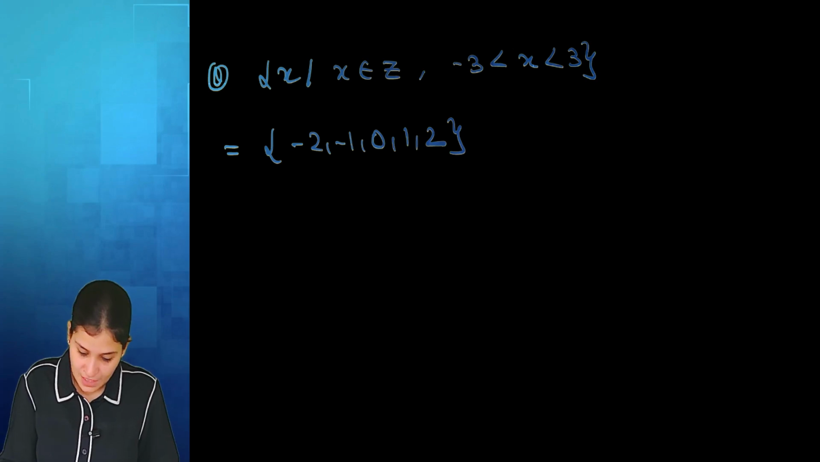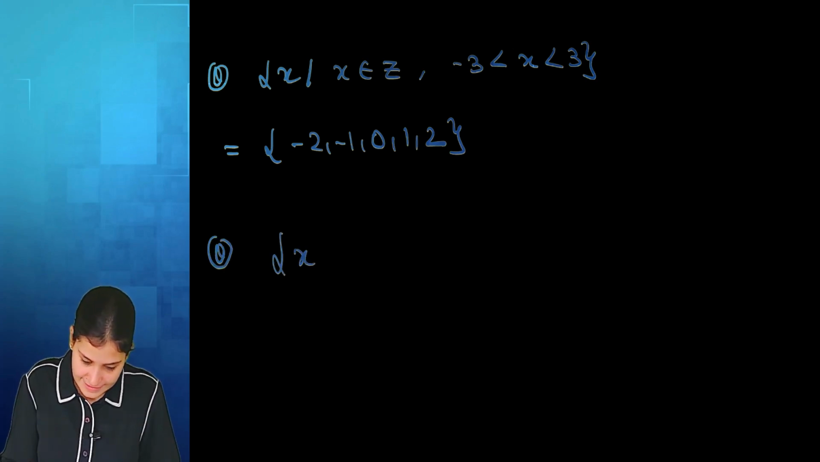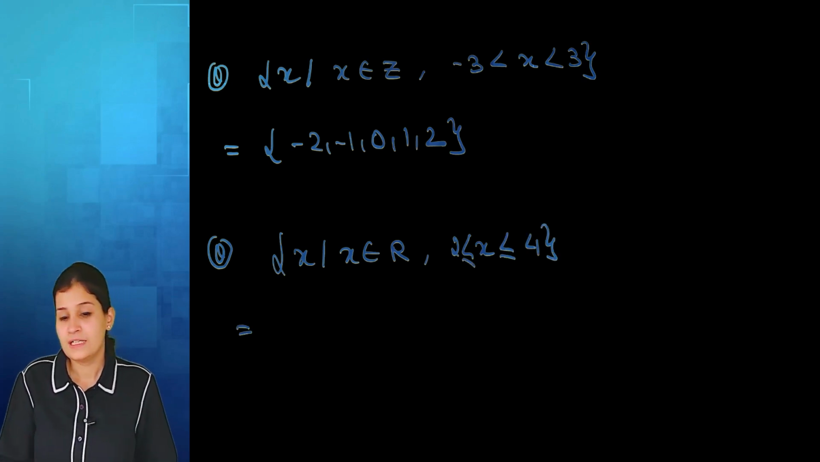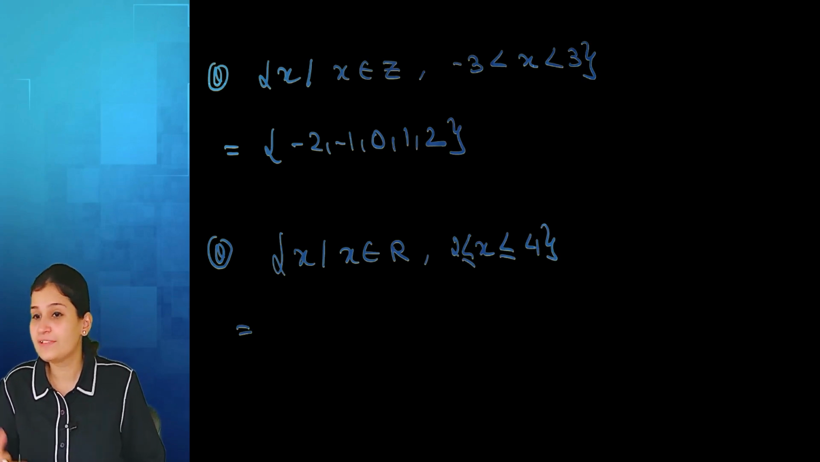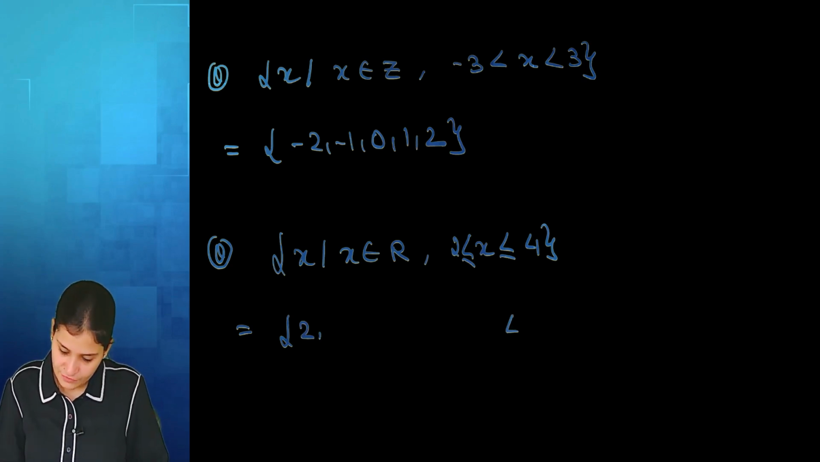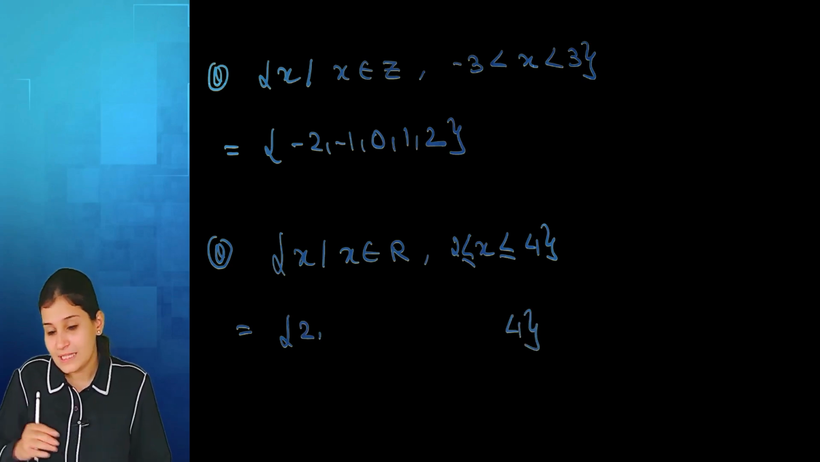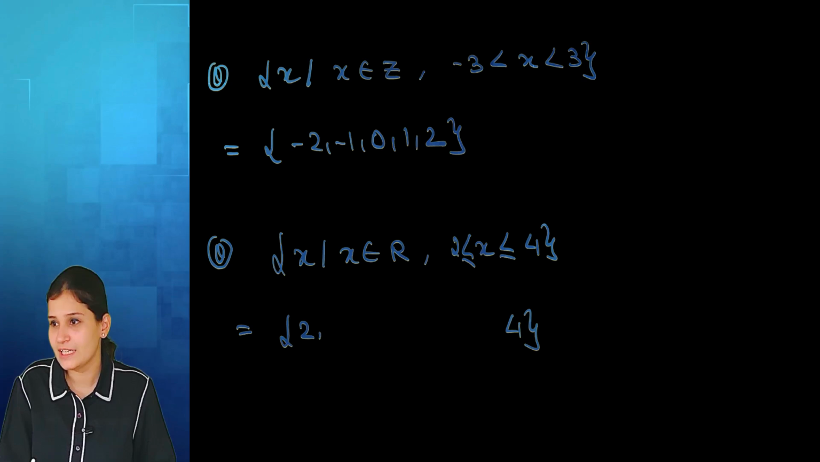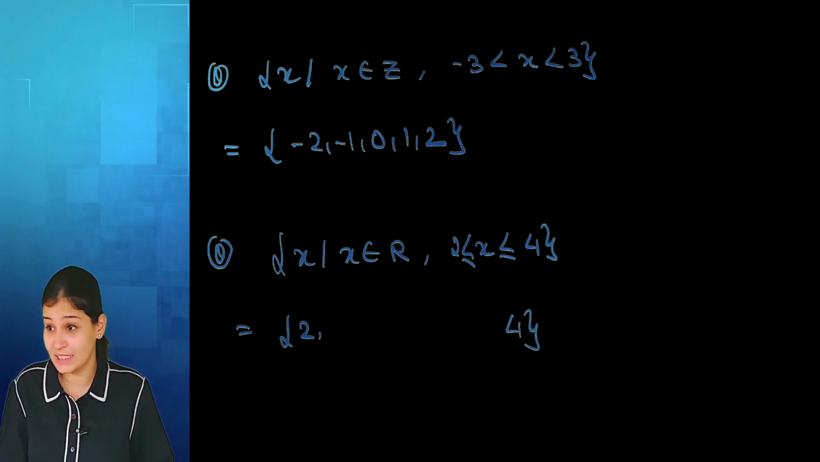Now, if I had written x such that x is a real number, x greater than or equal to 2, less than or equal to 4, can I list down the elements? The first number will be 2, no problem. The last is 4, no problem. What is the real number just after 2? How can it be 3? 2.1, 2.2, 2.3.